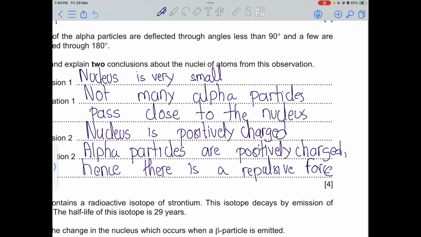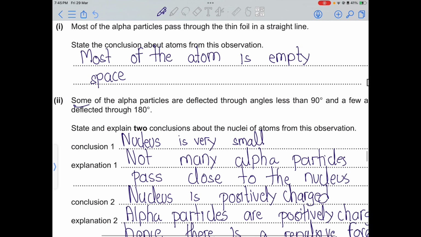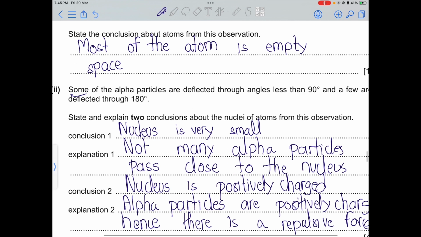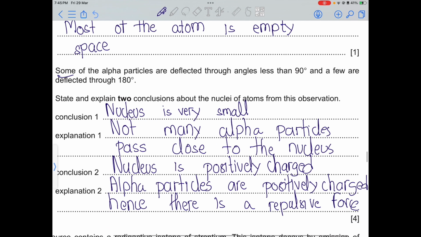I'll just break it down again. The first conclusion is that most of the atom is empty space, because the particles just went straight through. Some of them are deflected, which suggests that the nucleus is very small. Many particles went straight through, but some which passed close were deflected at less than 90 degrees. Not many particles actually went through it. And the nucleus is positively charged, and the alpha particles are also positively charged, which causes them to repel.